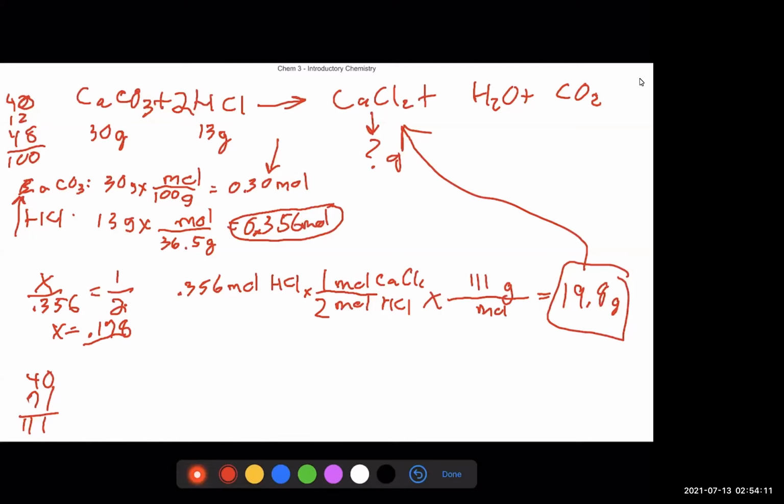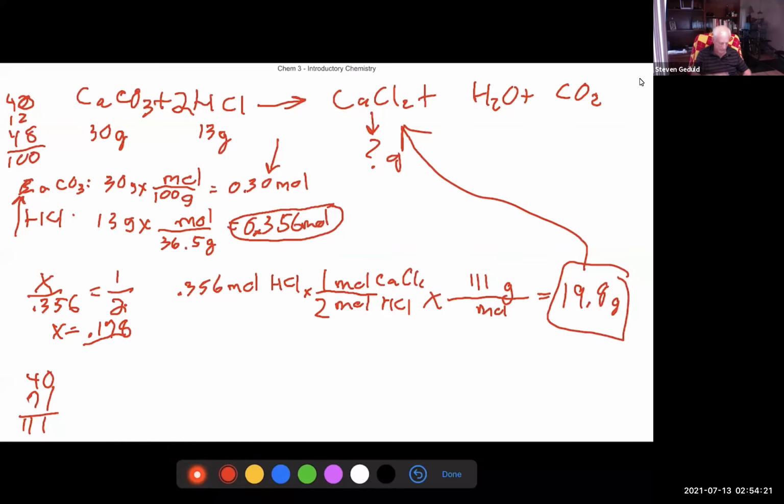I think there's another question. It said, which reactant is in excess? What's in excess is calcium carbonate. That's going to be in excess. That's a good question. Know how to do one of those.